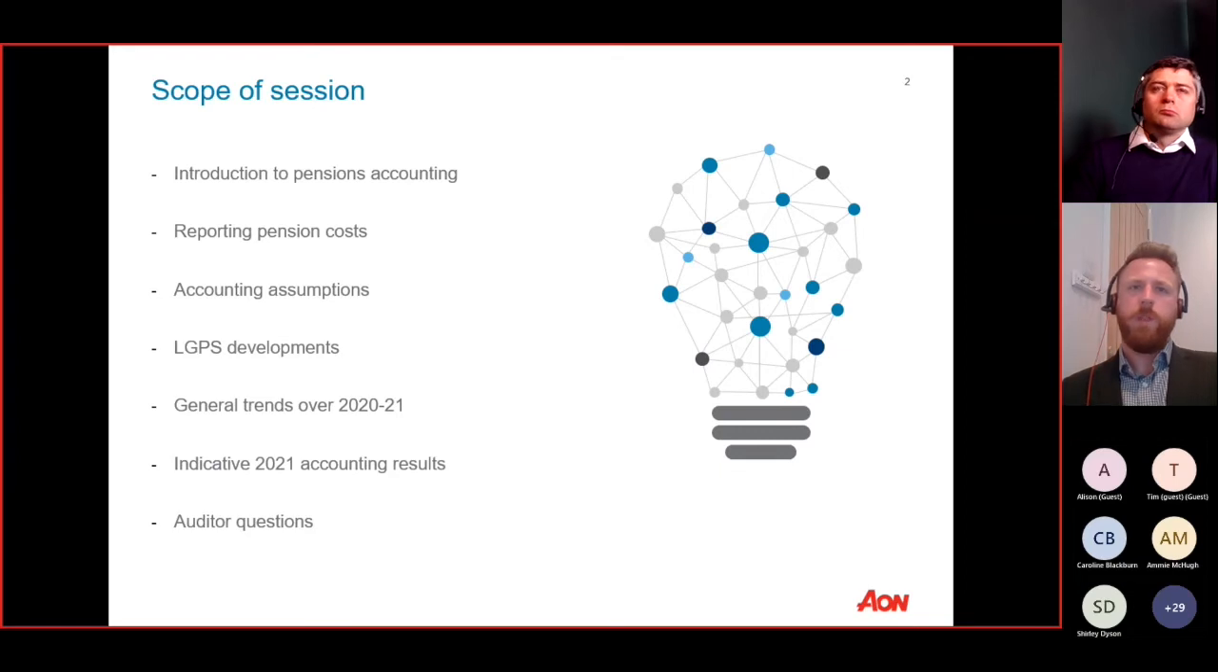We'll then finish this session with an overview of how accounting positions have moved over the year and what we expect auditors to be looking at this year. So over to you then, Eric, to talk through an introduction to pensions accounting.